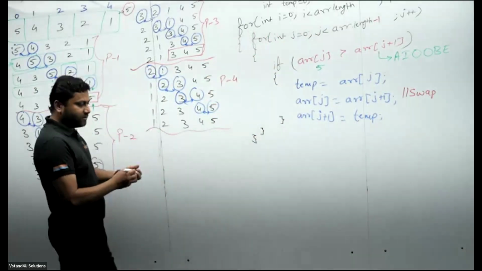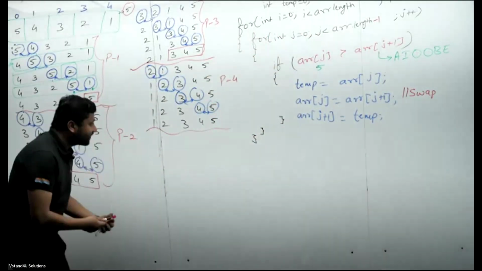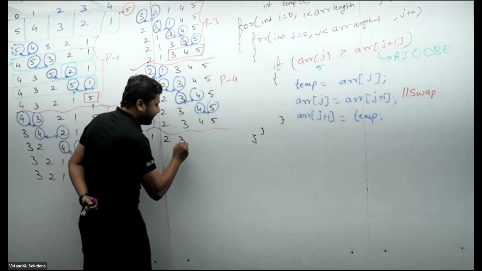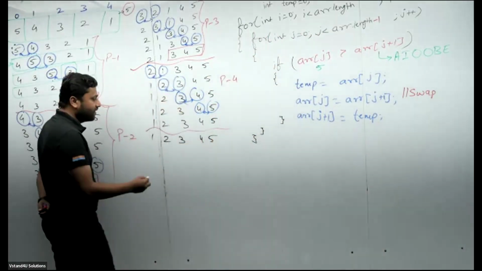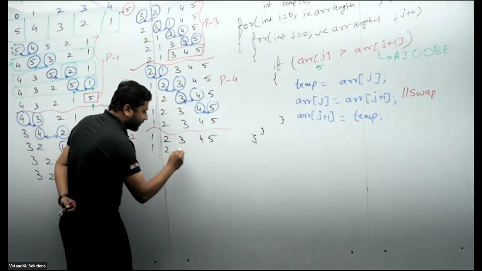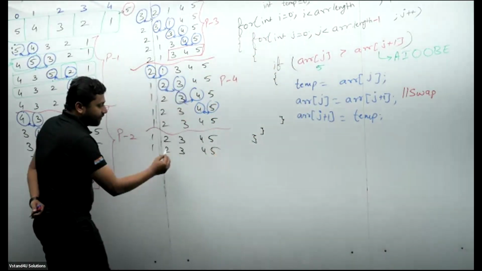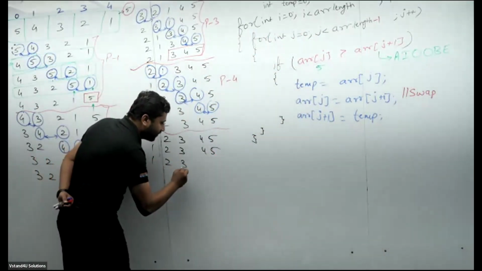One more pass should happen? Then quickly tell me what the situations are. 1, 2, 3, 4, 5 are the existing numbers. These two numbers will be compared, then swapping is not required. Agree? Then these two numbers will be compared, swapping not required.